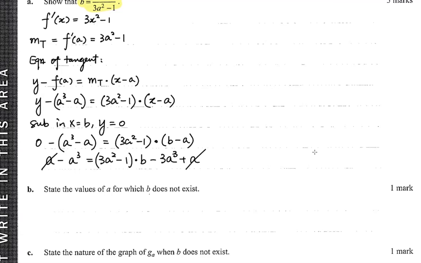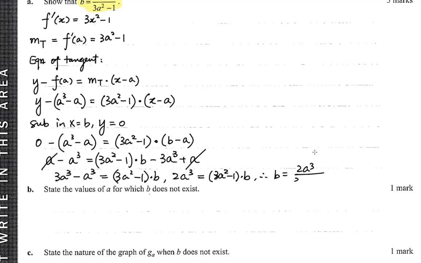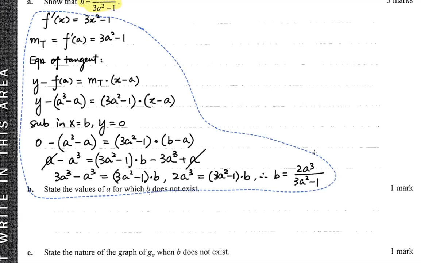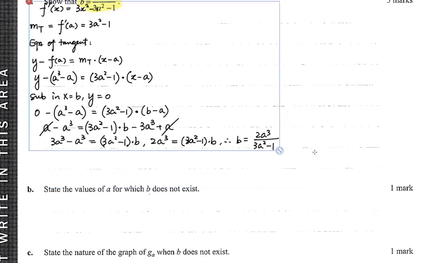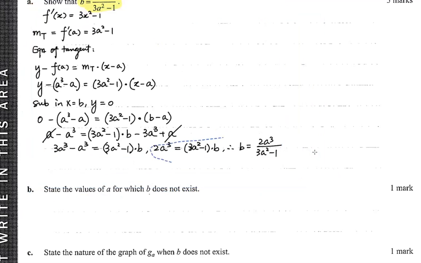These two a's can be cancelled out. And you should have 3a cubed minus a cubed equal to 3a squared minus 1 times b. Therefore, 2a cubed equal to 3a squared minus 1 times b. Hence, b is 2a cubed over 3a squared minus 1. Okay? Easy peasy, lemon squeezy. This is one possible way of attempting this show that question with sufficient amount of working.